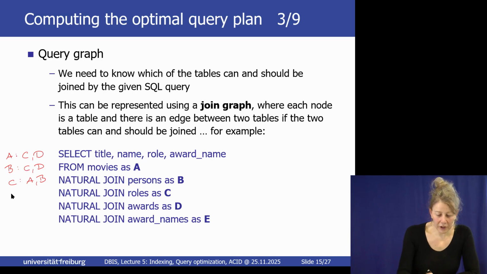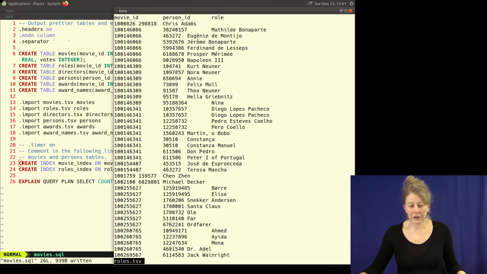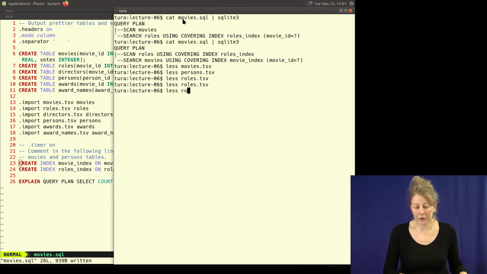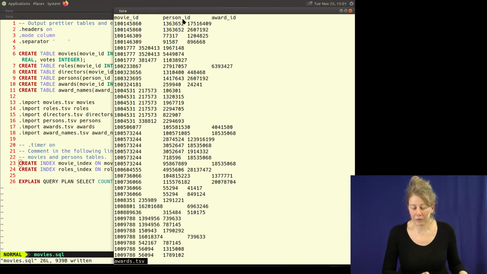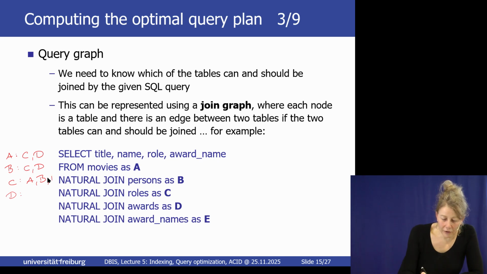And now we come to D. But can roles also be joined with D? Roles doesn't have award ID. This is roles. It has movie ID and person ID, but not. And awards just has. Oh, okay. Yeah, maybe you are right. I'm confusing myself. Thank you for asking. Yes? Yes, so it should be. Yeah, you are absolutely right. So C should also be joinable with D, right?